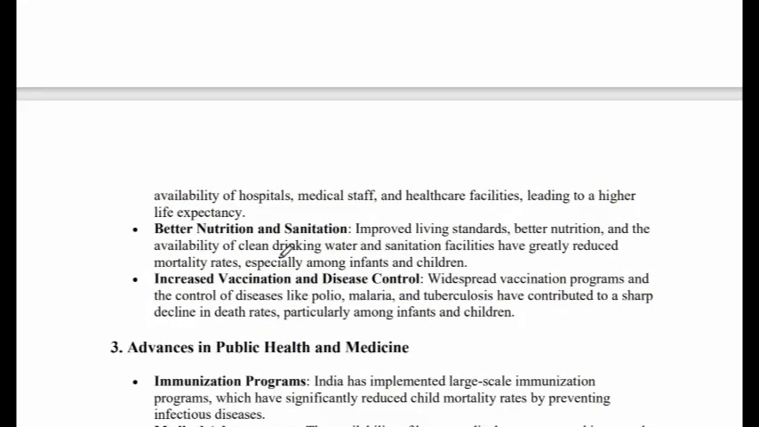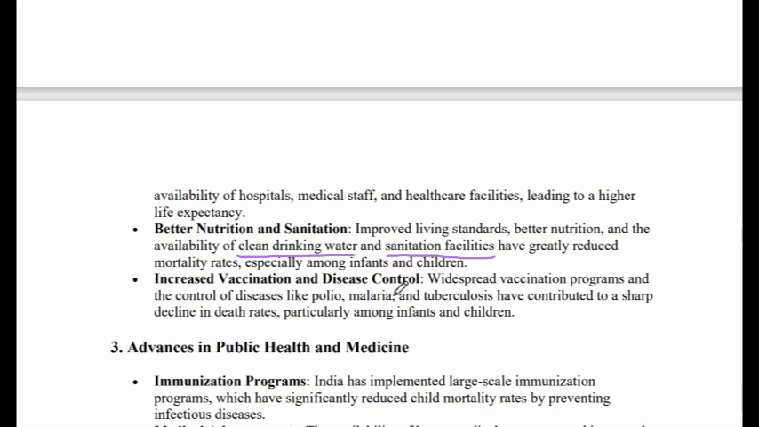Nutrition and sanitation has also helped in lowering death rates. Improved living standards, better nutrition, availability of clean drinking water, which is very important to avoid the spread of diseases, and sanitation facilities like building toilets in the households, in the villages especially. This has greatly reduced the death rates among infants and children. Nutrition is very important.